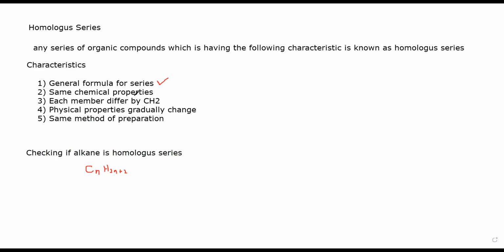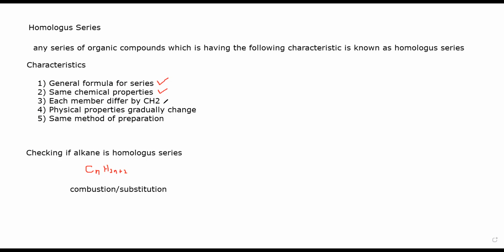Same chemical properties. As you know, when we are checking alkanes, all alkanes can burn, combustion is there. And the second thing, they have the substitution reaction. So alkanes undergo combustion and substitution. For example, I can burn methane, ethane, propane, butane, pentane, hexane, heptane, all of them can be burned. So they have the same chemical properties, and all can undergo substitution reaction with chlorine in the presence of ultraviolet light.